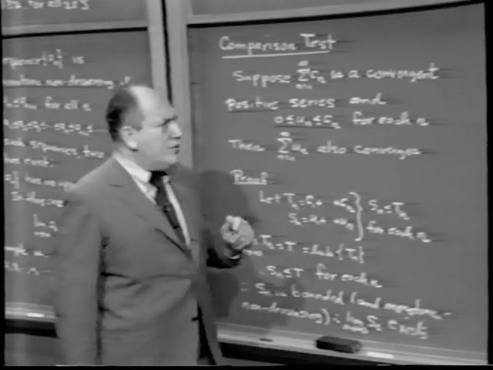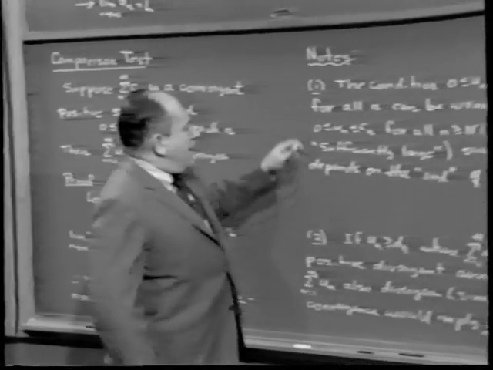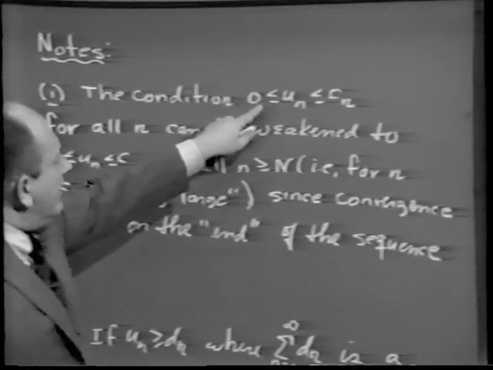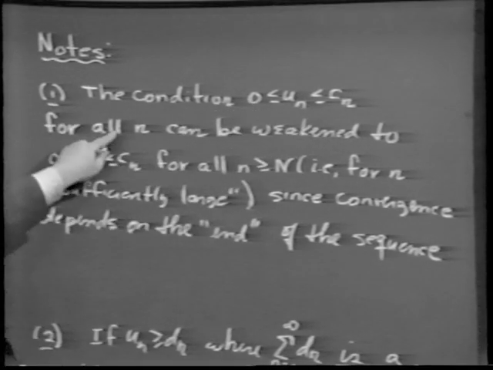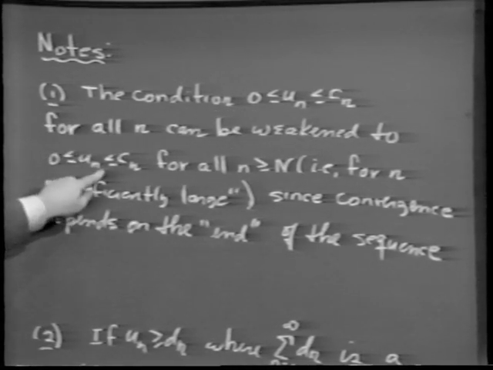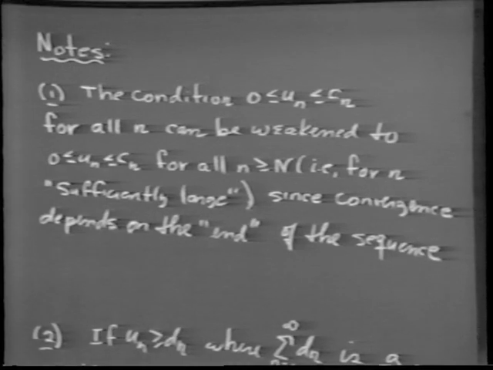There are a few notes that we should make, first of all. Namely, the condition that U sub n be between 0 and C sub n for all n can be weakened to cover the case where this is true only beyond a certain point. Look, let me show you what I mean by this.